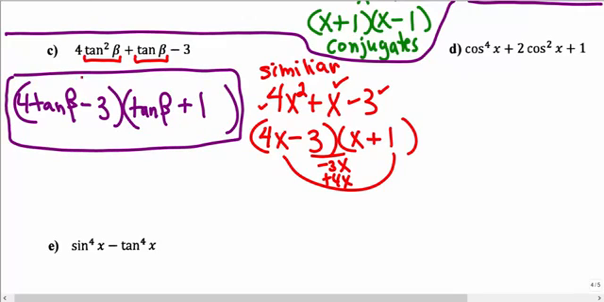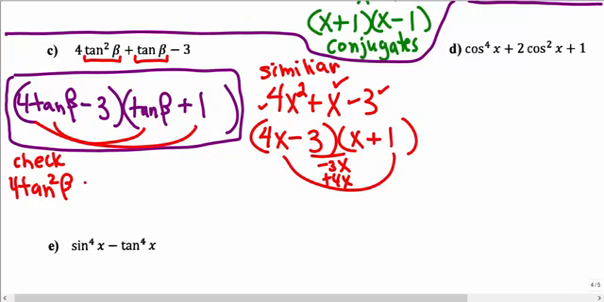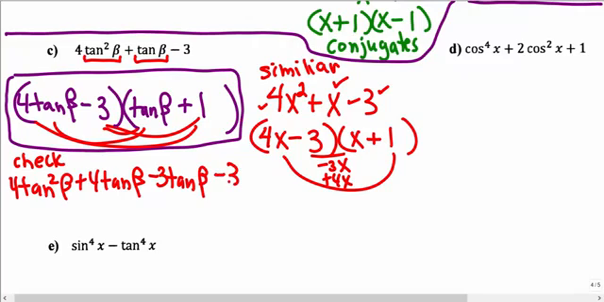And of course we can always check that. So let's check. First times the first gives 4 tangent squared beta. Outer times the outer gives positive 4 tangent beta. Inner times the inner is minus 3 tangent beta. Last times the last, negative 3. And we see that the two middle terms would combine to give me positive tangent beta, which is exactly what we started with.